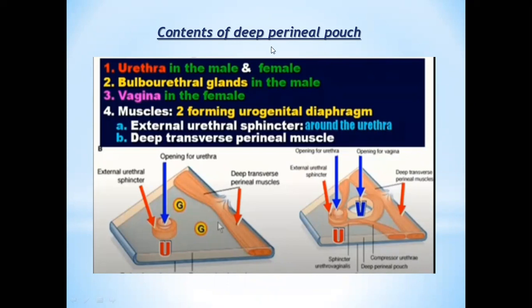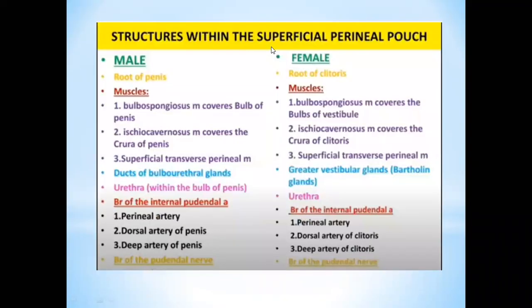And if I ask you the anatomical position of the bulbospongiosus muscle, in both males and females, it is going to be the superficial perineal pouch. This question was asked in 2017, I think, asking the anatomical position of the bulbospongiosus muscle in males as well as females. The correct answer was the superficial perineal pouch.